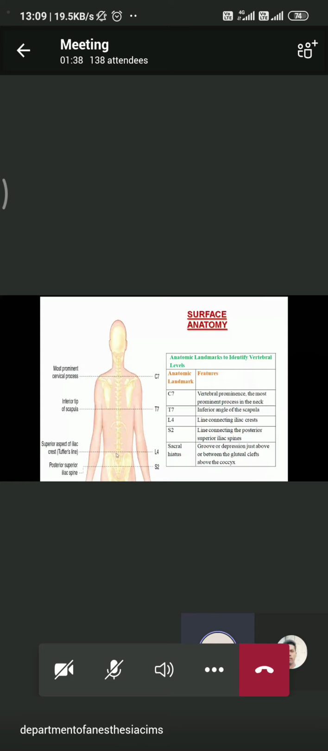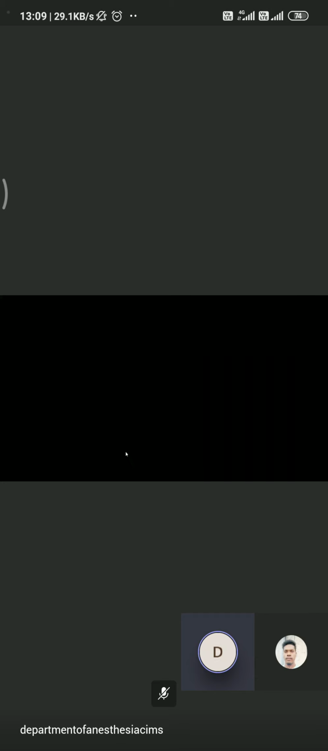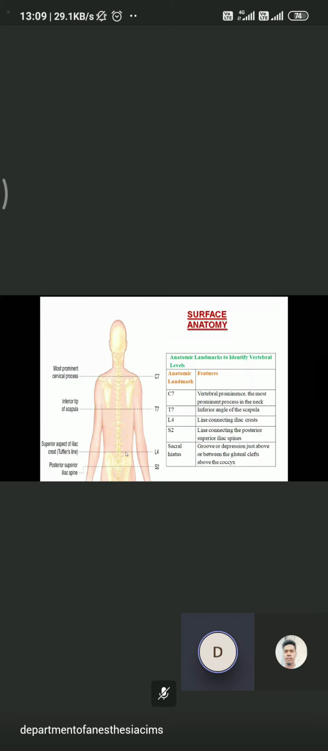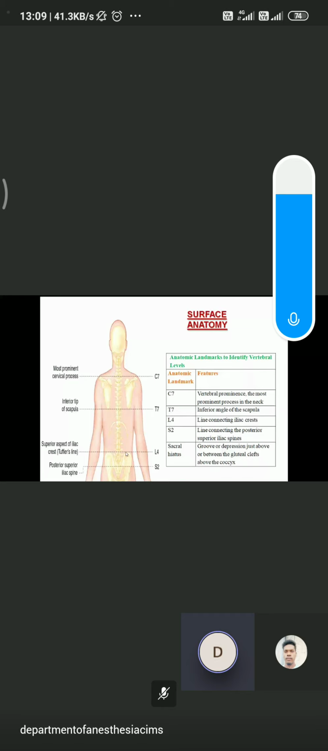When we palpate the highest point of both iliac crests, the line crossing both iliac crests will be the L4 spinous process. If there is a spinous process on that line, it will be the spine of the L4 vertebra. And if there is an intervertebral space where the line crosses, then it will be the L4, L5 intervertebral space. So these landmarks are very important while giving injections, subarachnoid injections, or spinal anesthesia.